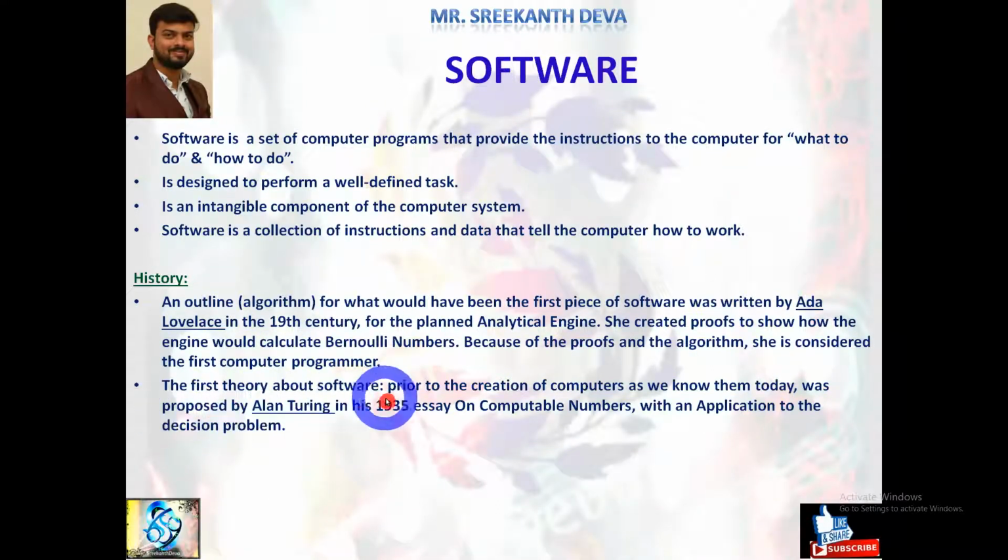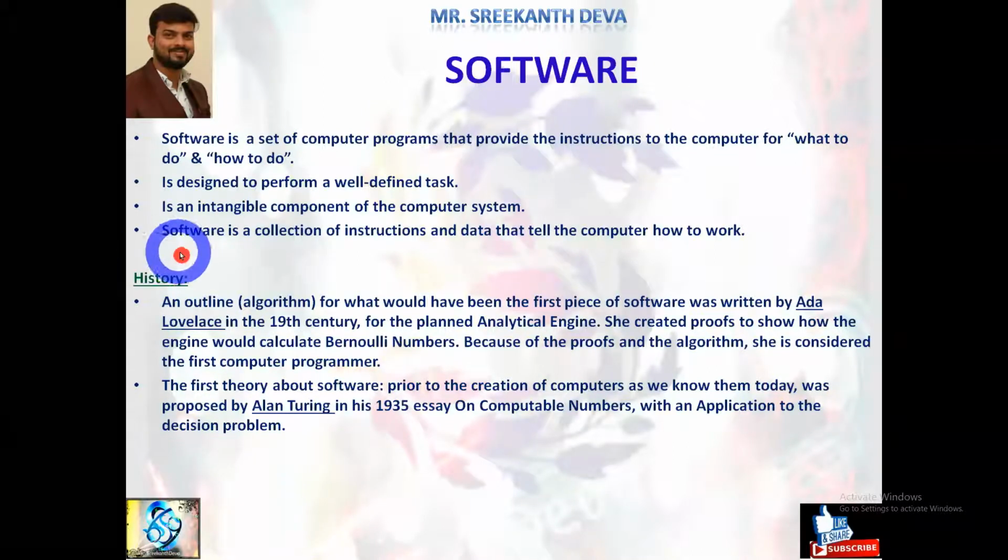The first theory about software, prior to the creation of computers as we know them today, was proposed by whom? Alan Turing, in his 1935 essay on computable numbers with an application to the decision problem. So this is a basic history about software.